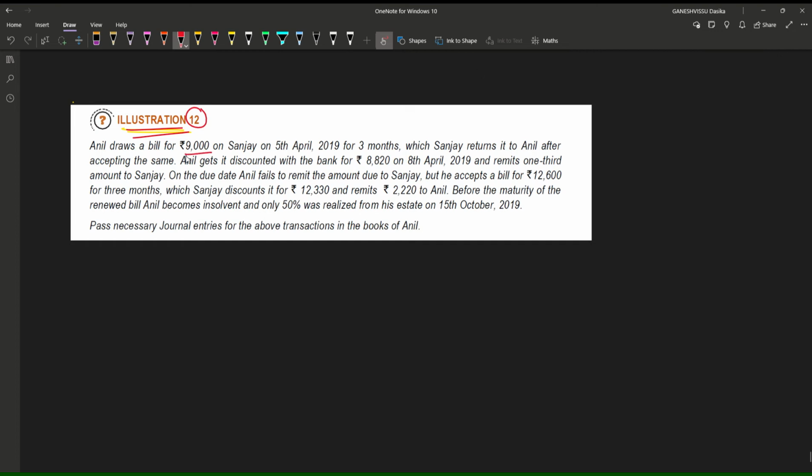Anil draws a bill of rupees 9,000 on Sanjay on 5th April 2019, and we need to see first of all, the question is entries in the books of Anil. So in the books of Anil, we need to pass the entries. Anil has drawn a bill of exchange on Sanjay on 5th April 2019, we need to pass the entry that bills receivable 9,000. So being bill drawn and acceptance received. Being bill drawn for mutual accommodation, we can say.